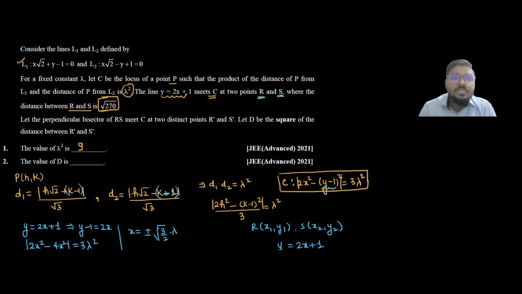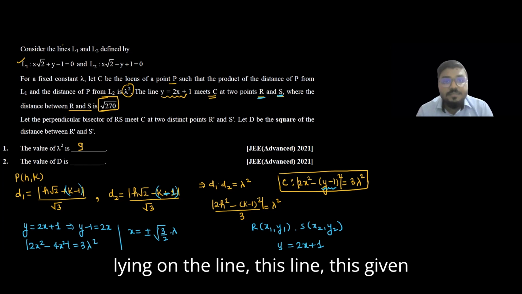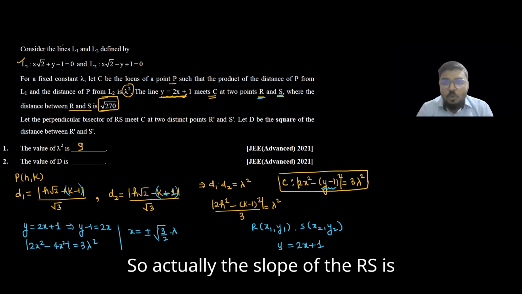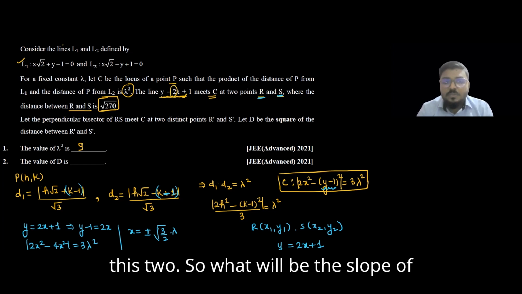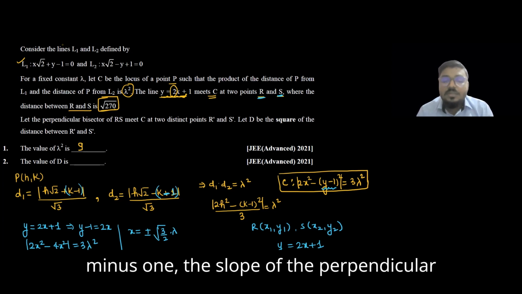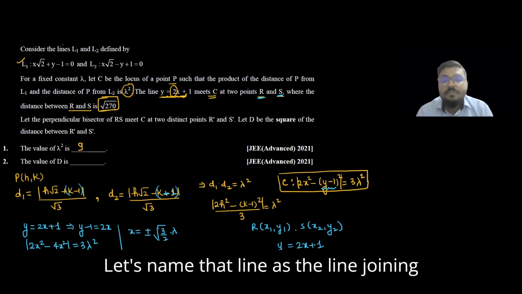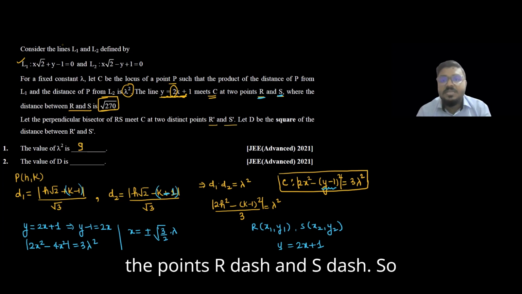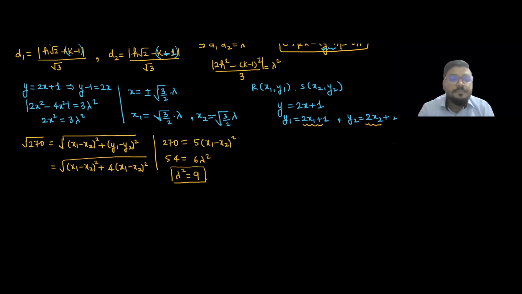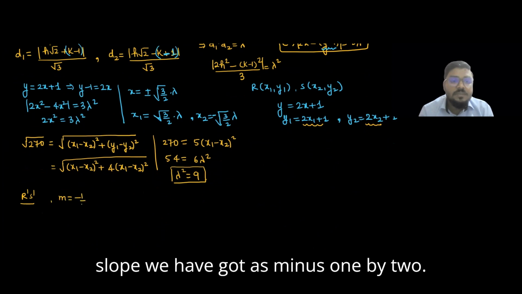So R and S are the two points which are lying on this given line, as we have discussed right now. The slope of RS is 2. So what will be the slope of the perpendicular bisector? With m1 m2 equal to minus 1, the slope of the perpendicular bisector will be minus 1 by 2. Let's name that line as the line joining the points R dash and S dash. So we are talking now about R dash S dash, and its slope we have got as minus 1 by 2.